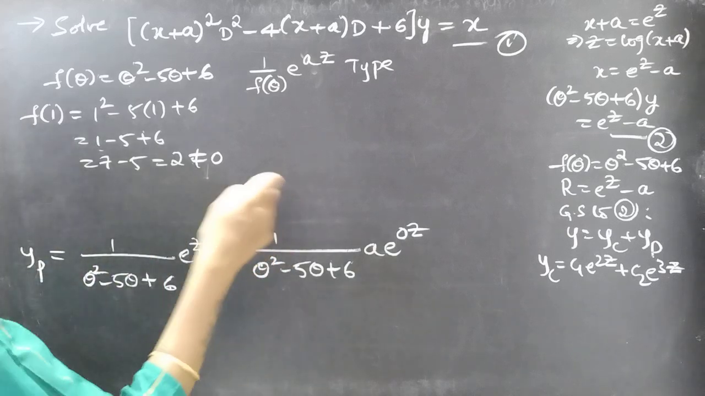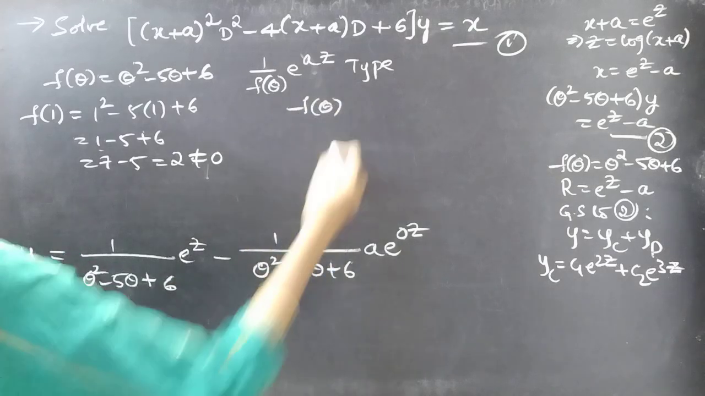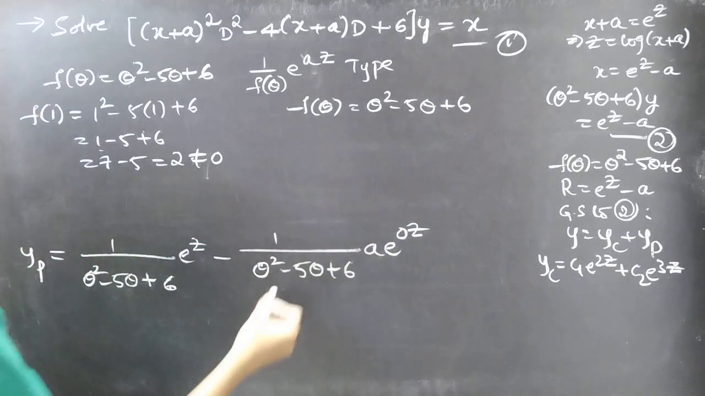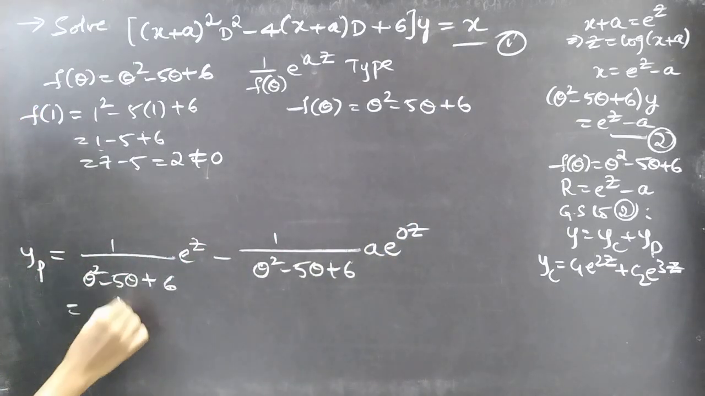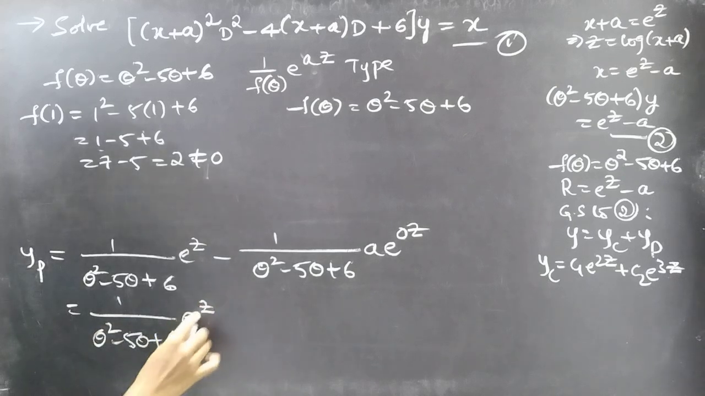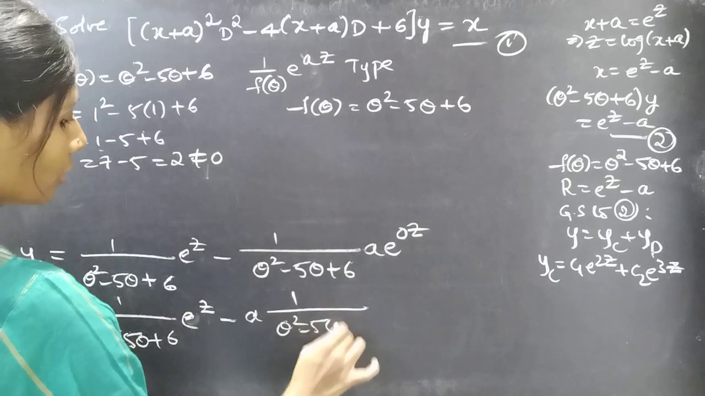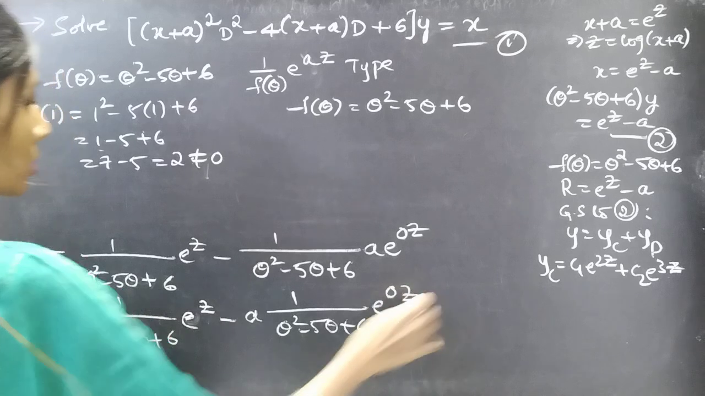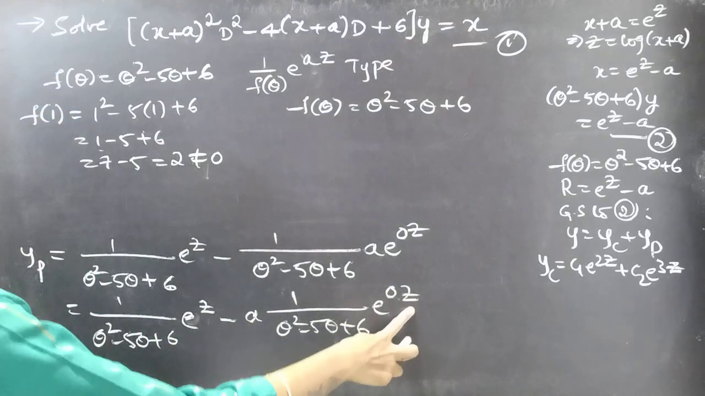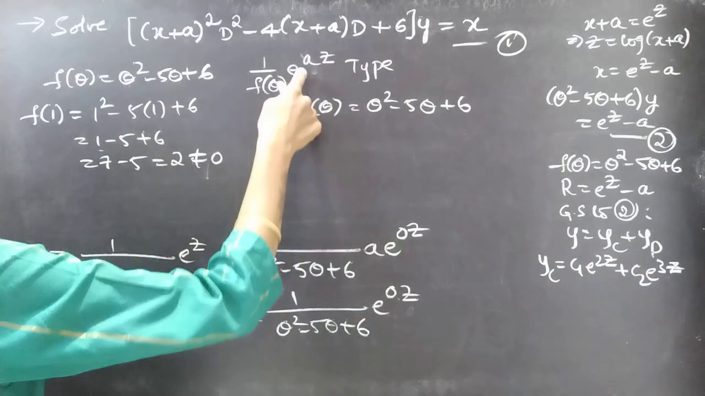Okay, now coming to the second term. Here also we have f of theta equal to theta squared minus 5 theta plus 6. You need to write one more step here. Since a is constant, we'll write the second term as a into 1 by theta squared minus 5 theta plus 6 into e power 0z. Here 1 by theta squared minus 5 theta plus 6 into e power 0z is of the form 1 by f of theta into e power az type. Now just compare e power 0z with e power az.